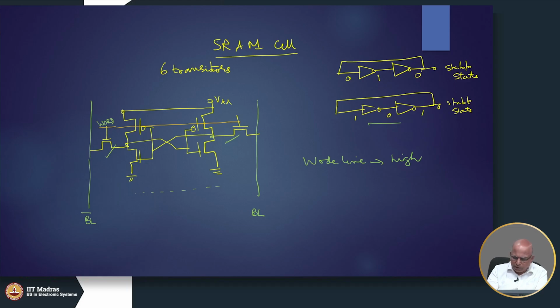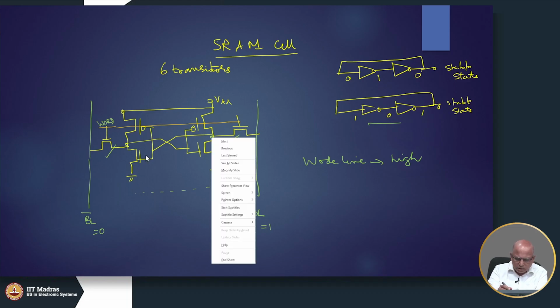So, if you want to write a 1 into the cell, you will make BL equal to 1 and BL bar equal to 0. So, when this conducts, you have provided a 1 here, that will cause this inverter to produce a 0, and it will cause it to produce a 1 here.